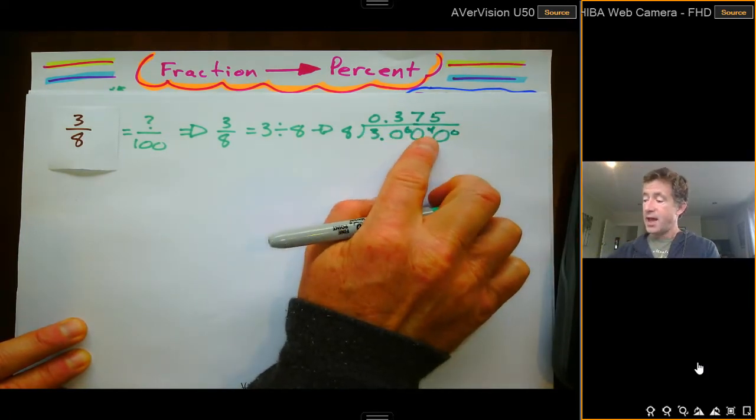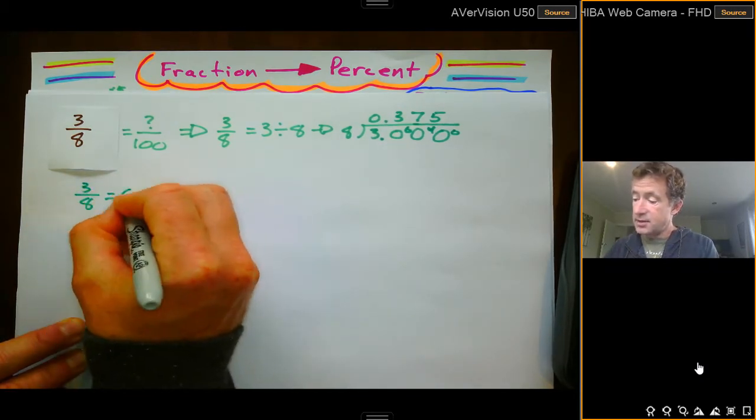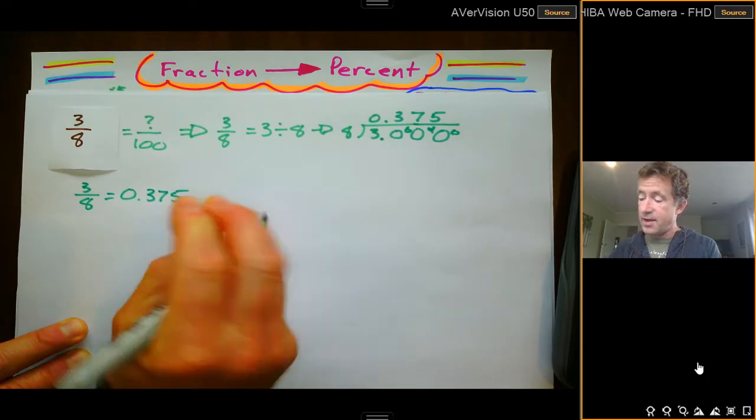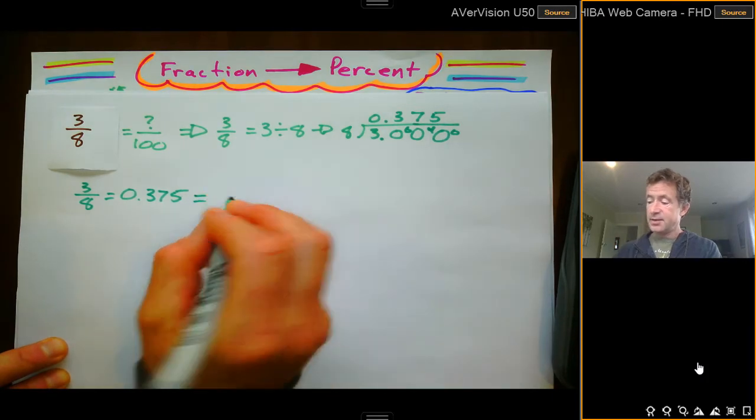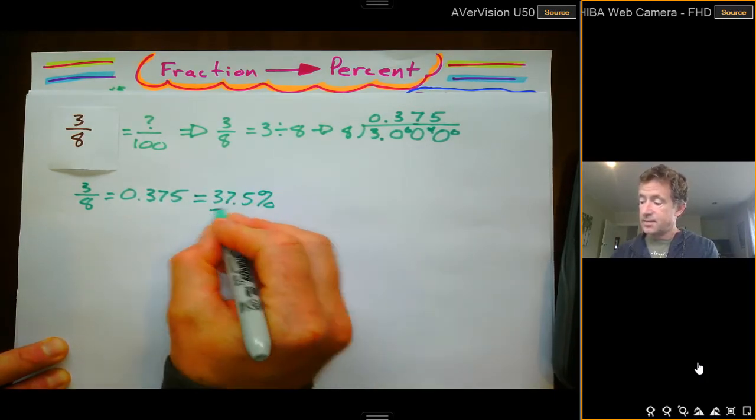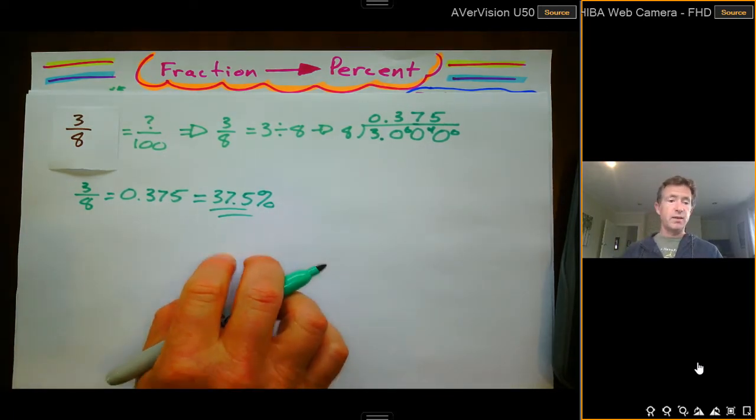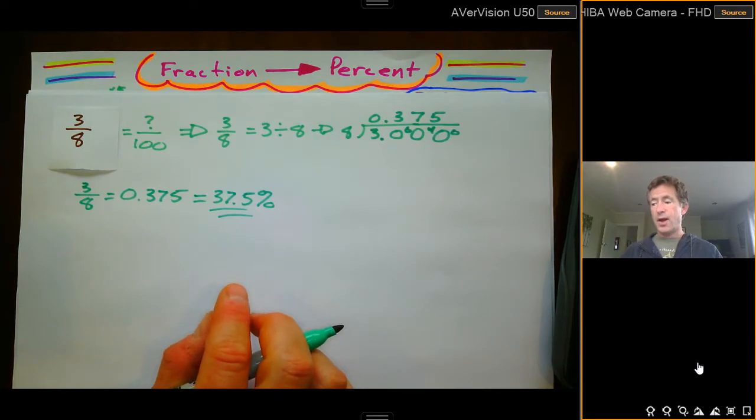And so once I get that, okay, 3/8 is the same as 0.375, okay, and 0.375 as a percent is going to be 37.5%. Okay, now it's not a quick way. Changing a fraction to a decimal, it's not the quickest way.